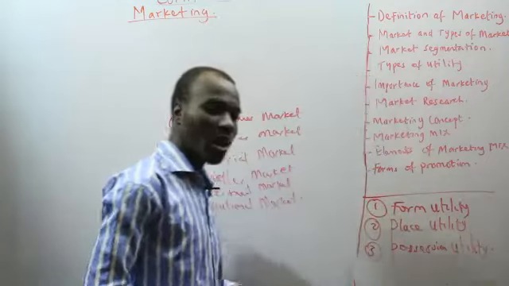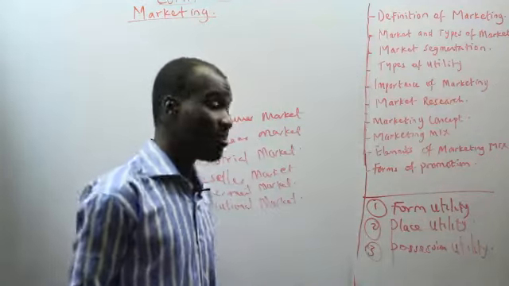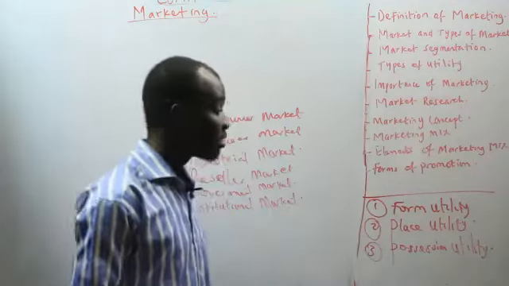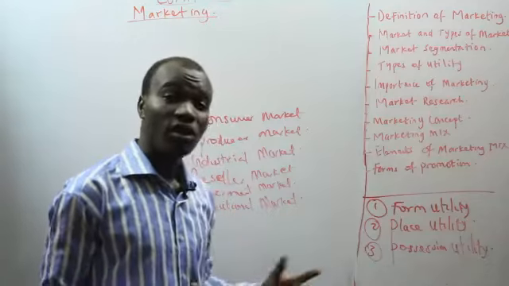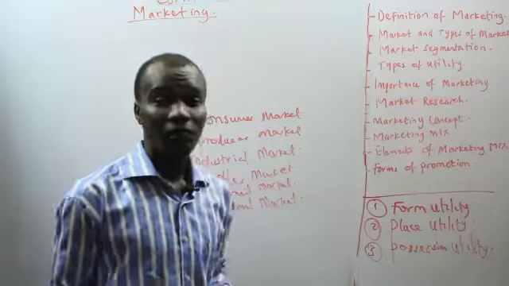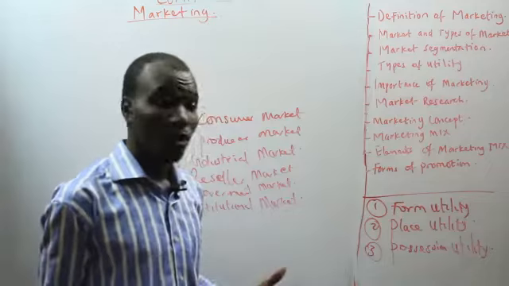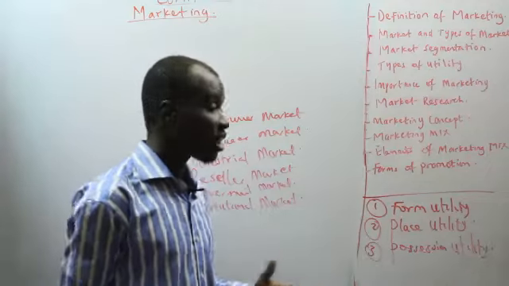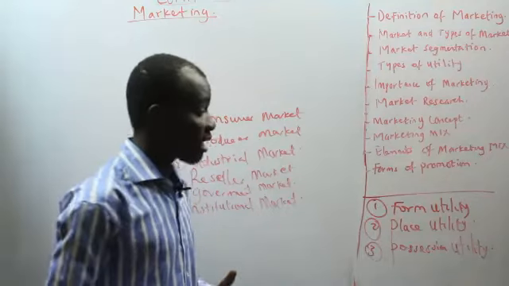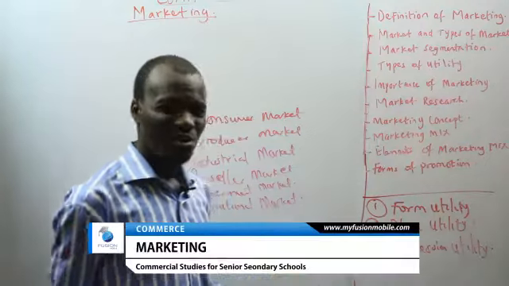The first one is form utility. Whenever raw material is changed from one form to another, form utility is created. The changing of raw material into finished goods involves creating form utility, because the change of form of such goods is able to satisfy the needs of the consumer. We refer to that process as form utility.